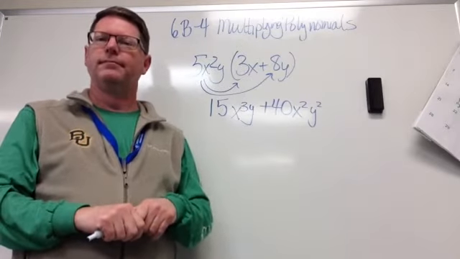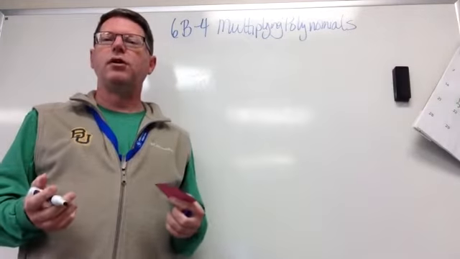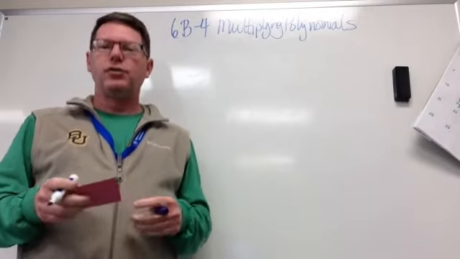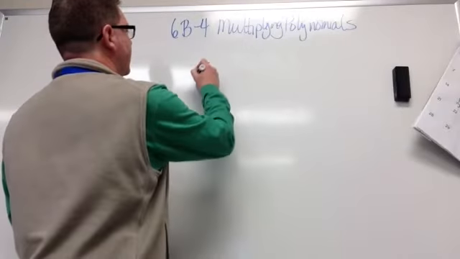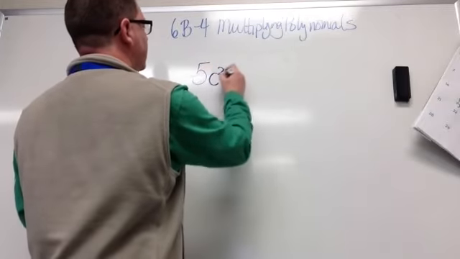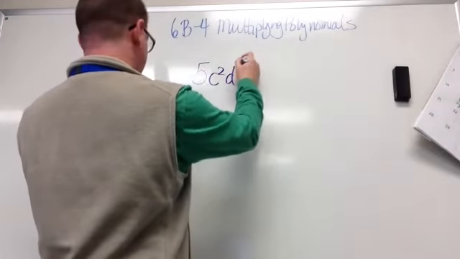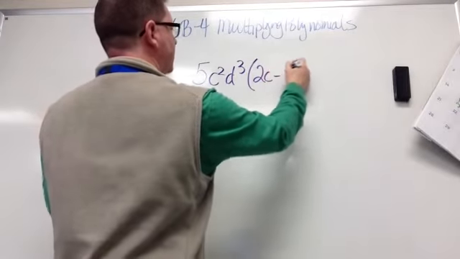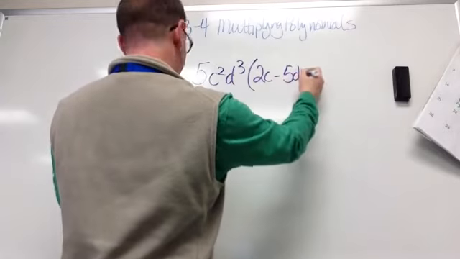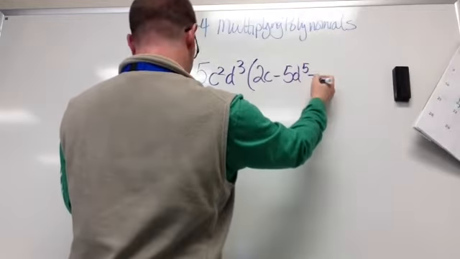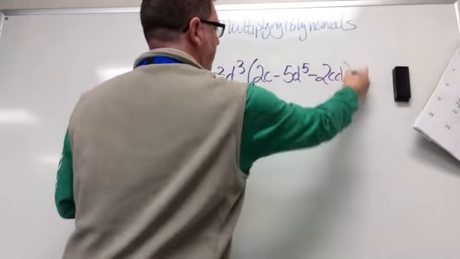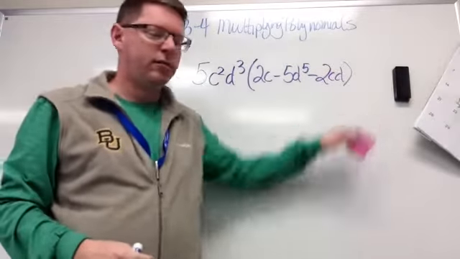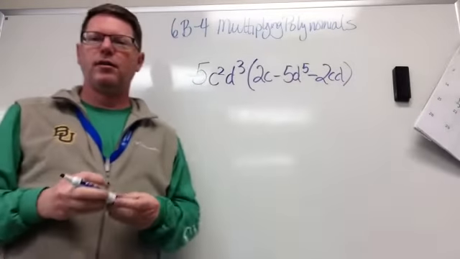The next one we're going to look at is multiplying a monomial by a trinomial. So we have 5c squared d to the third times the quantity of 2c minus 5d to the fifth minus 2cd. Okay? Monomial times a trinomial because there are 3 terms in the polynomial.